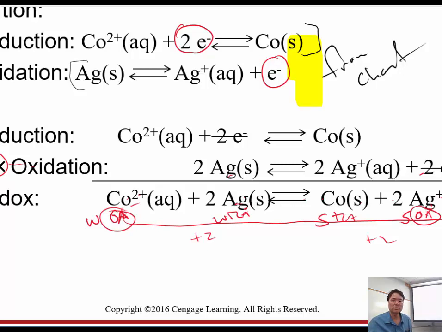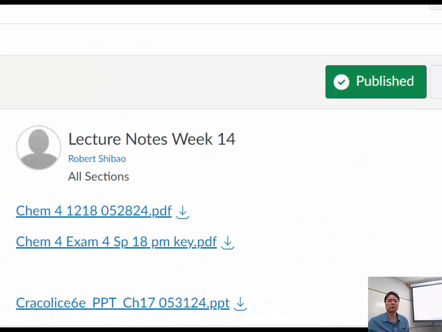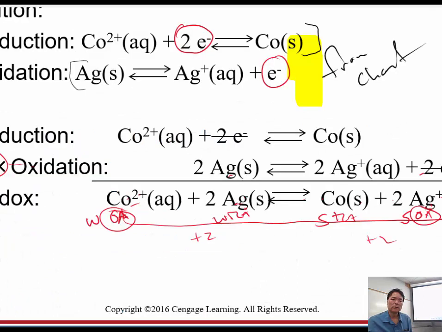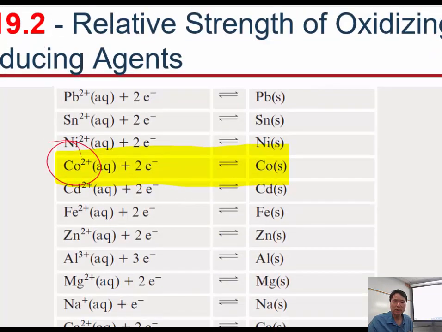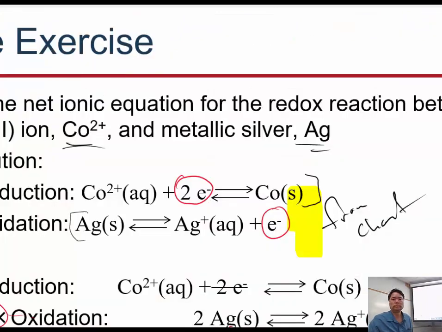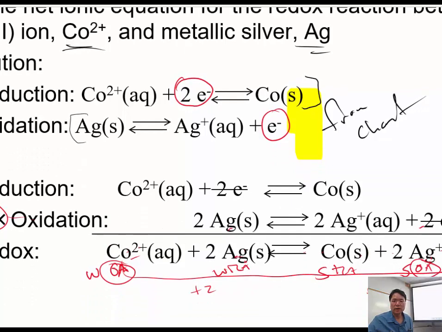So let's just verify that. Here we are. And so let's take a look at silver versus cobalt metal. So silver metal is here, and then cobalt is down here. So cobalt is stronger. And that's correct. And so we're going weak, weak to strong, strong.